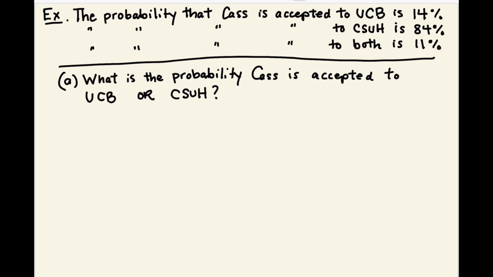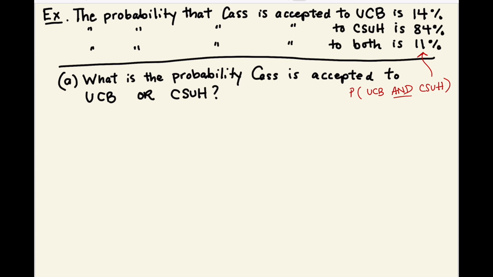So what this means is that by both, we mean the probability that Cass is accepted to UC Berkeley and Cal State University Hayward. So the question is, what is the probability that Cass is accepted to UC Berkeley or Cal State University Hayward? What OR means is, what is the probability that Cass is accepted to one or more of the schools?